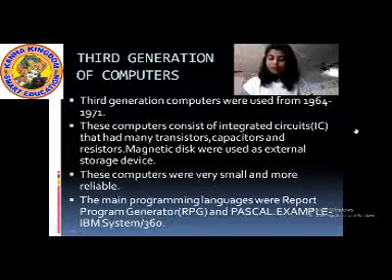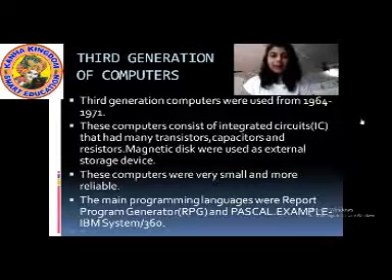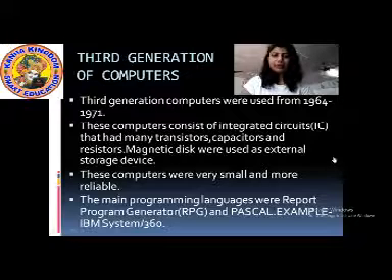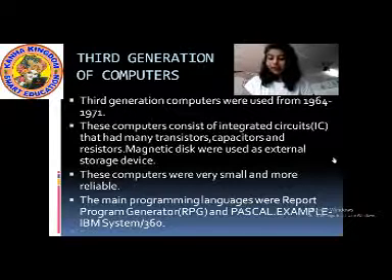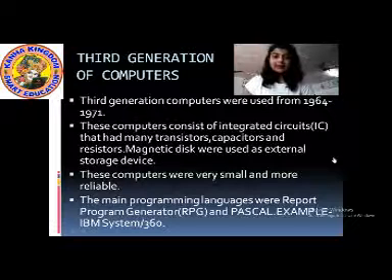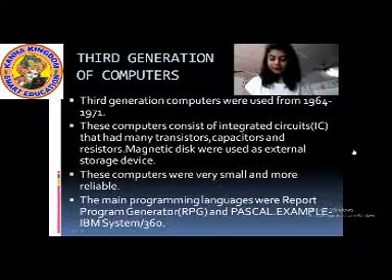Now, Report Program Generator and Pascal were developed as the main programming languages. What was the programming language of the third generation of computer? Those were Report Program Generator, that is RPG, and Pascal. These two were the programming languages in the third generation of computers.